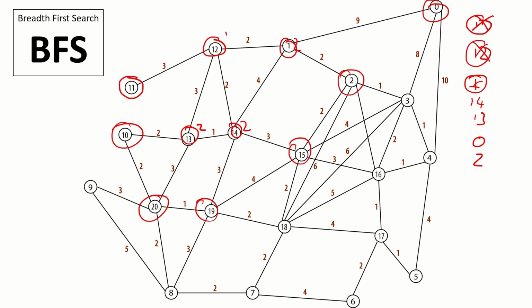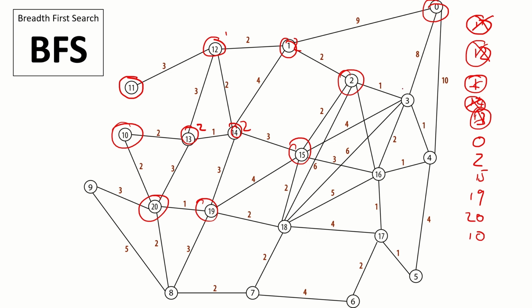Then we'll look at everything adjacent to 14, the next one in the queue. And we've got 15, and we've got 19. Look at everything adjacent to 13, and we've got 20 and 10. Then the next thing in the queue is 0, so look at everything adjacent to that.